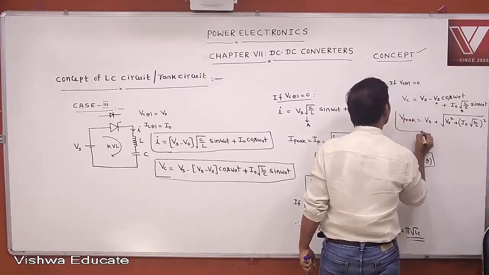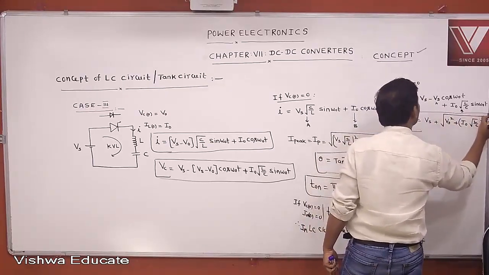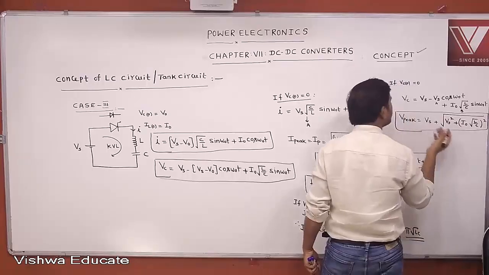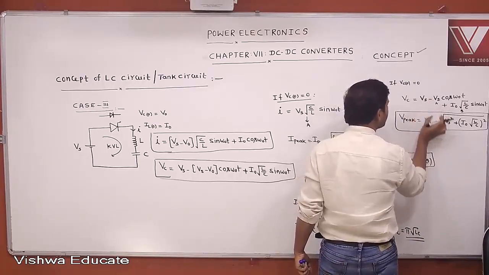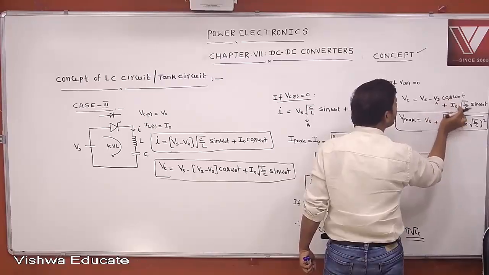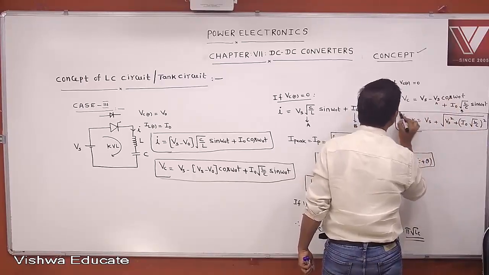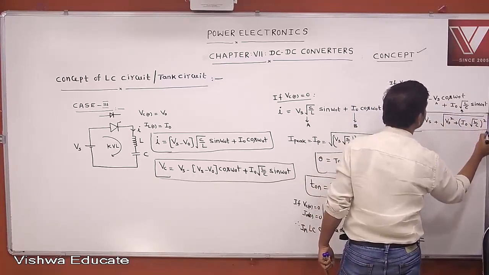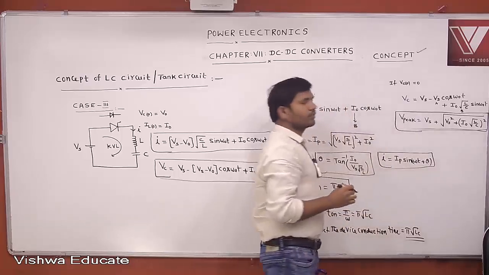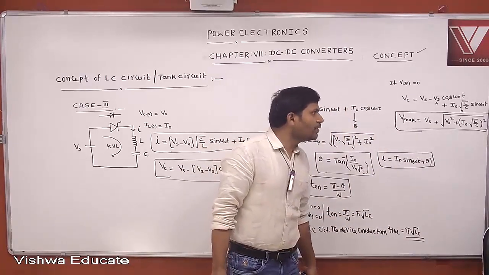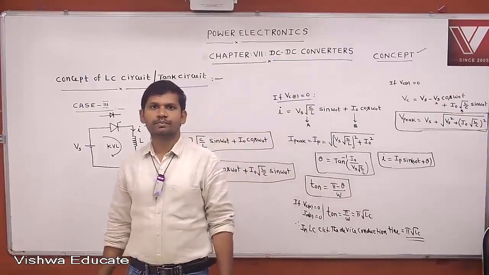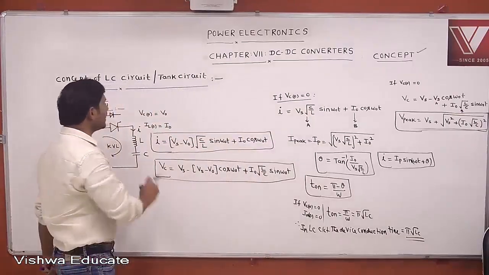This is the peak value. This is according to some equations I am writing, but directly you take that I am writing Vs plus square root of A square plus B square. This indicates the peak value: Vs plus square root of Vs square plus I naught into square root of L by C, whole square. Okay. This is about case 3.